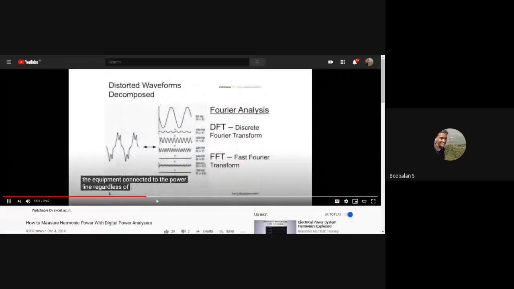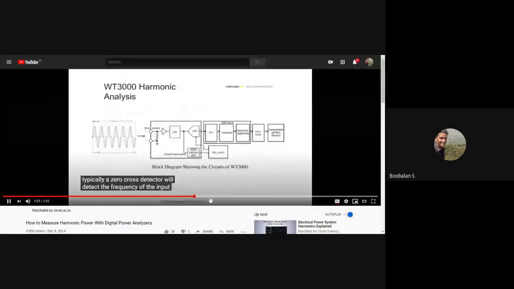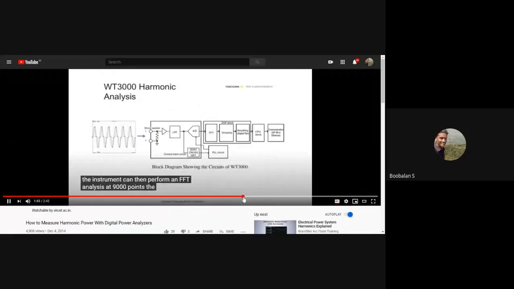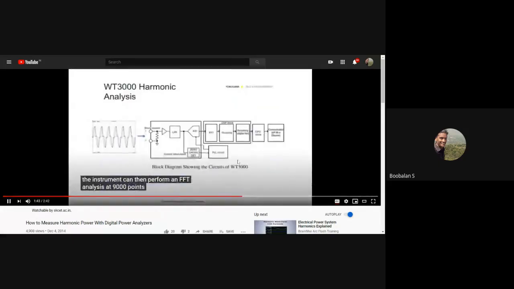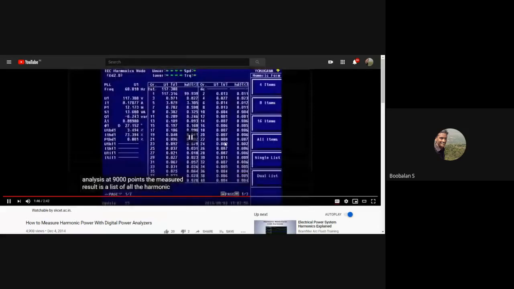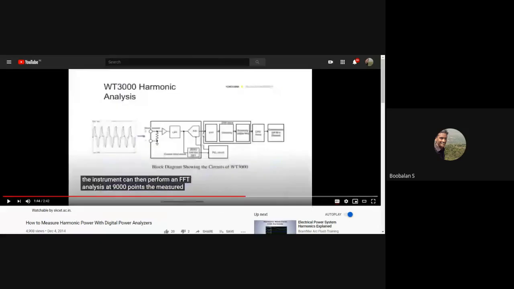Regardless of how complex, a waveform can be reduced to a series of simple sinusoids using Fourier series analysis. The measured result is a list of all the harmonic orders. So this is a block diagram of the harmonic analysis setup, right?